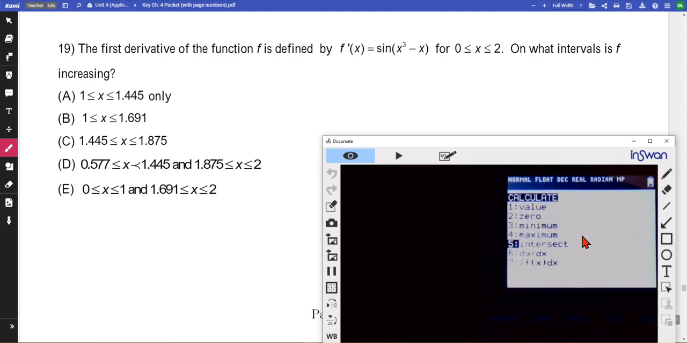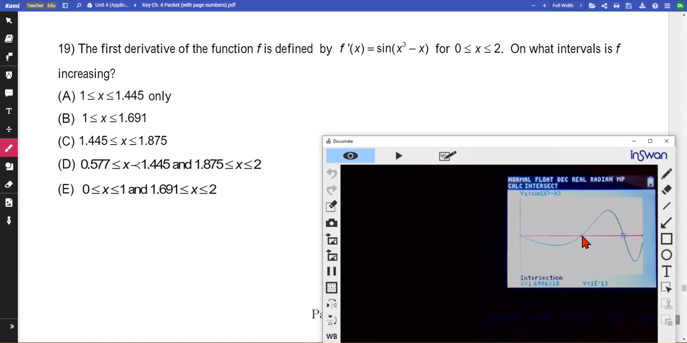Second, calculate intersection with the x-axis. I'll arrow down to move to my first curve on the x-axis. That's close to the point of intersection. That's the curve I want to look at. Guess, and that intersection point is at 1.691 approximately to 3 decimal places.